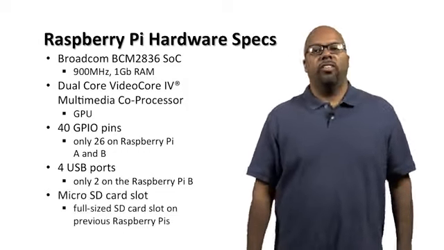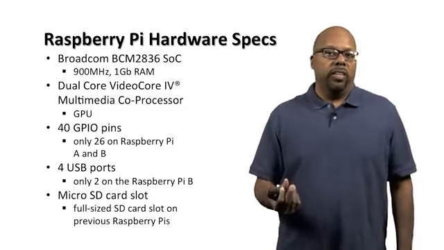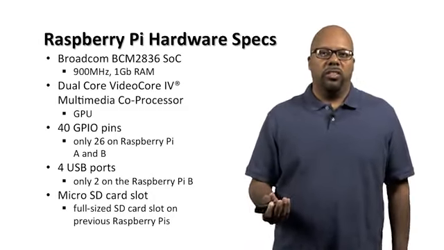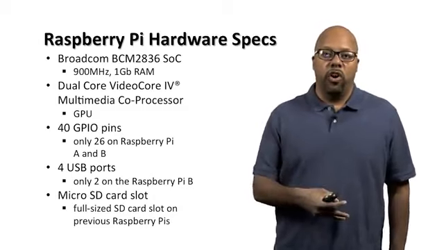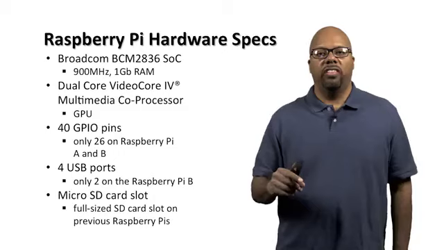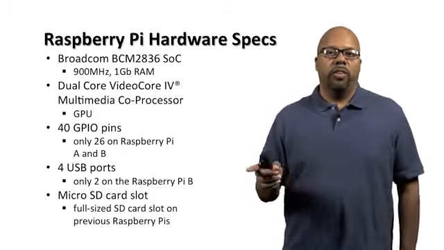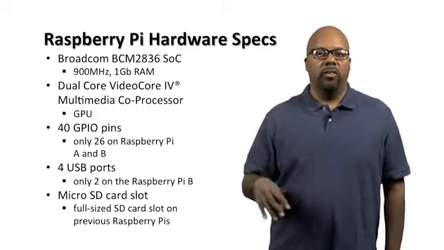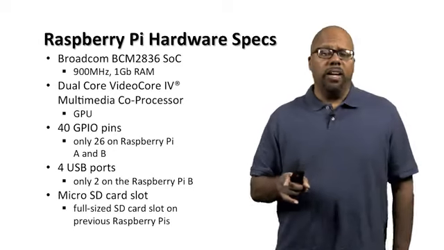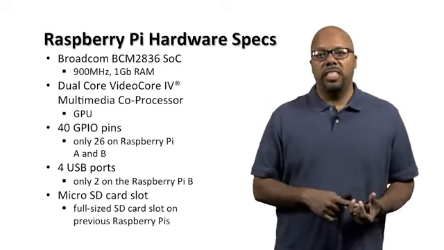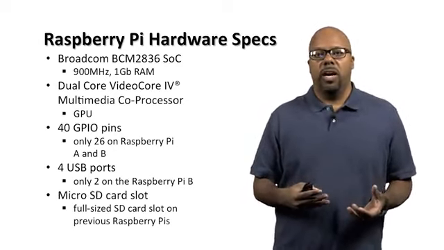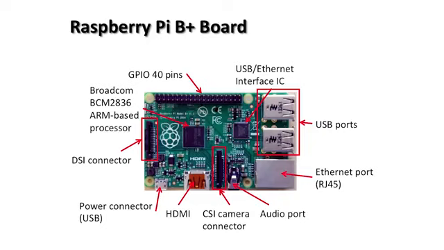Micro SD slot. So SD cards, basically they're small flashes, right? And you might have them in your phone, something like that. So this has a micro SD slot on the back. Which is actually an important thing. We'll talk about the use of that on the Raspberry Pi later on. But the micro SD slot, it used to be a full-size SD card on the previous versions of the Raspberry Pi. Micro SD is just more compact.